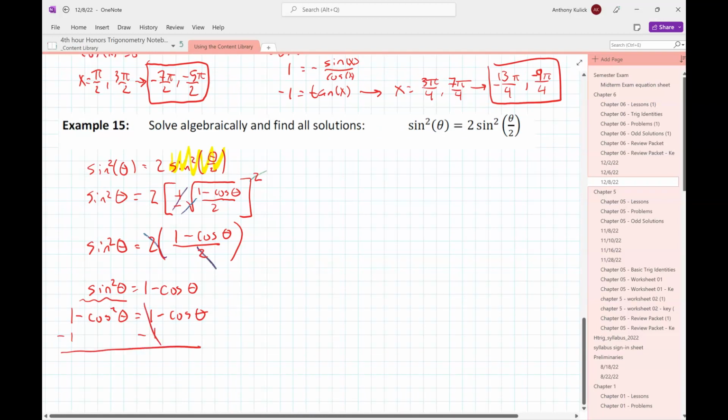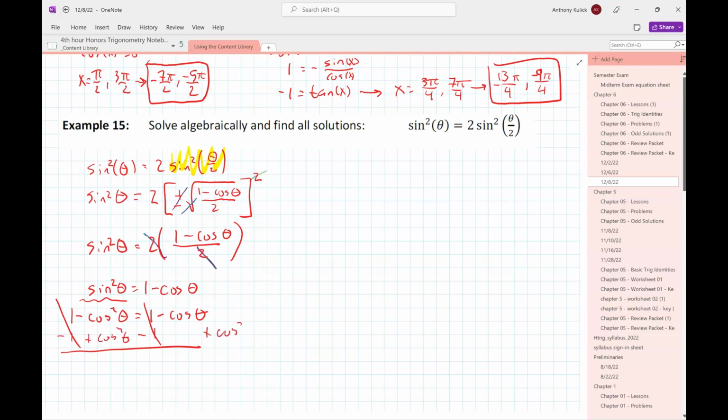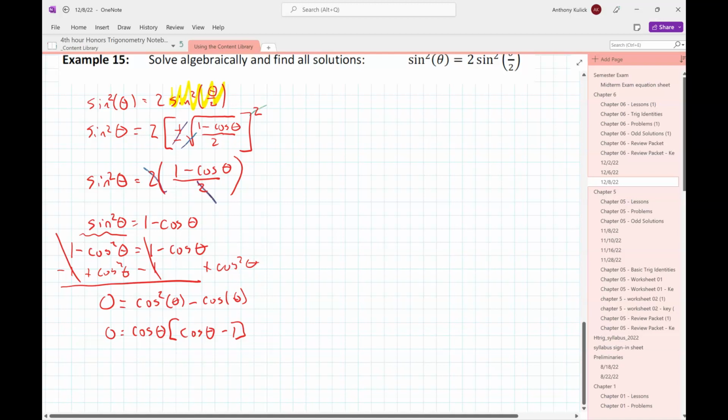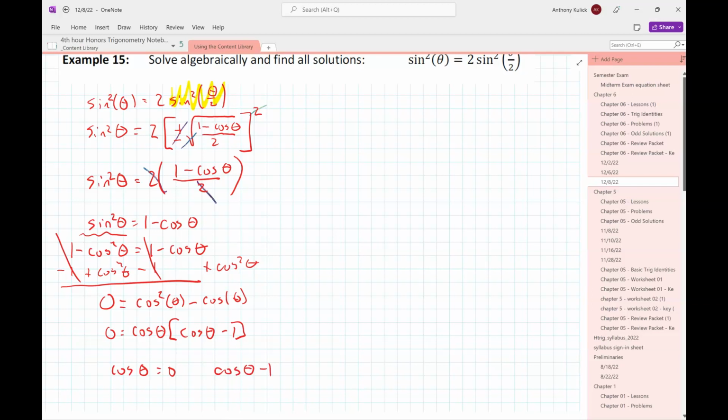So now if I subtract 1 from both sides, and then add cosine squared to both sides, I get 0 equals cosine squared theta minus cosine theta. And that's not so bad. I can factor that. I'll just pull off a greatest common factor of cosine. Oops, that's a 0, not a theta over there. I'm just making mistakes. So we have that. Now, since it's factored and equal to 0, I can apply the zero product property.